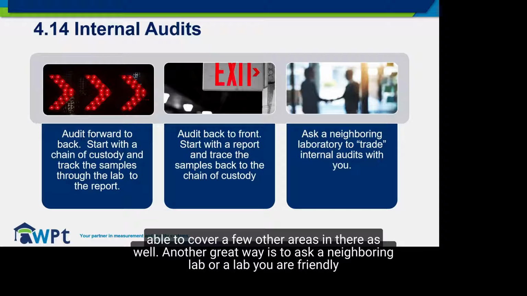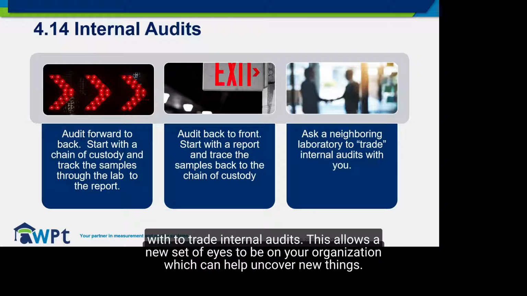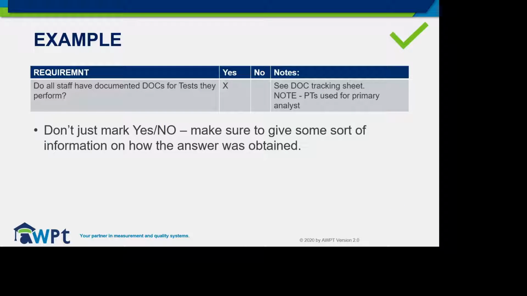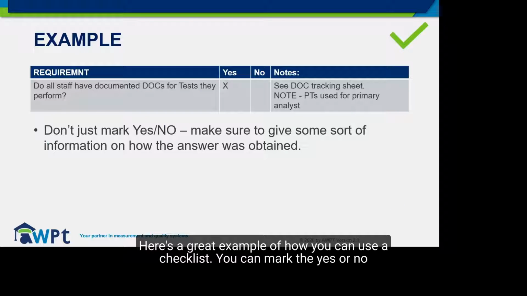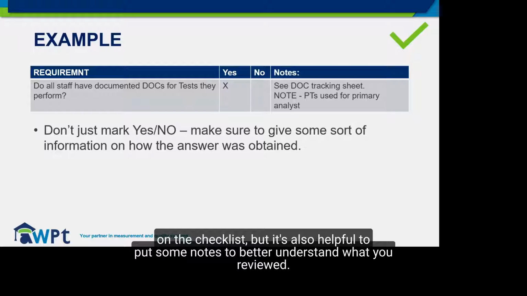Another great way is to ask a neighboring lab or a lab you are friendly with to trade internal audits. This allows a new set of eyes to be on your organization, which can help uncover new things. Here's a great example of how you can use a checklist. You can mark the yes or no on the checklist, but it is also helpful to put some notes to better understand what you reviewed.